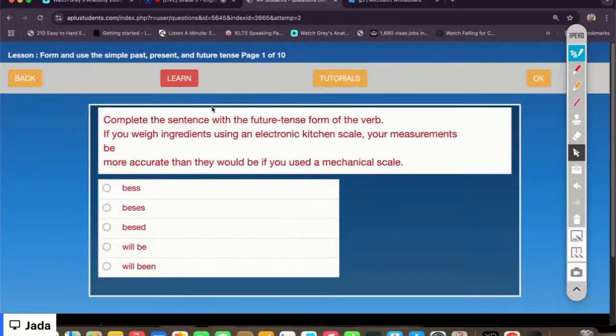So let's go to the test. Share your answers. Complete the sentence with the future tense form of the verb. If you weigh ingredients using an electronic kitchen scale, your measurements be more accurate than they would be if you used a mechanical scale. So is it going to be first, second, third, or fourth? Which of them?